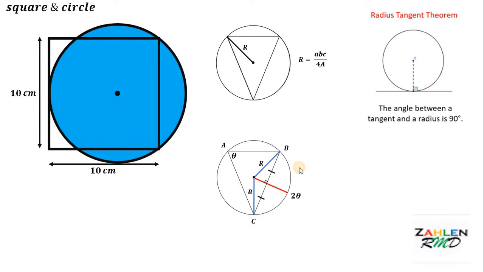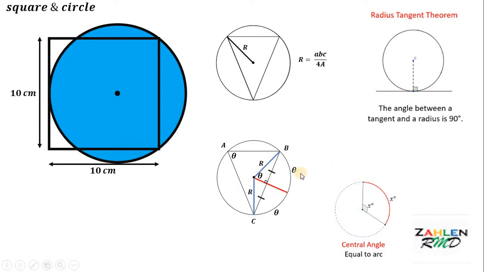Therefore, this is theta and the other one is also theta. Now, according to the central angle theorem, the central angle is equivalent to its intercepted arc. Since the arc is theta, this angle right here must also be theta.